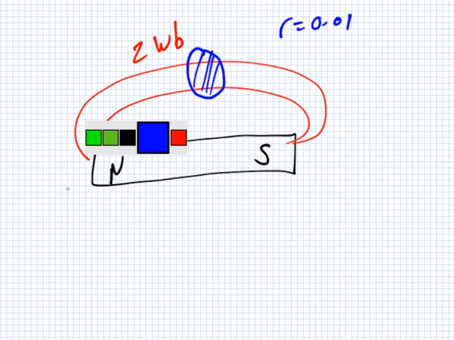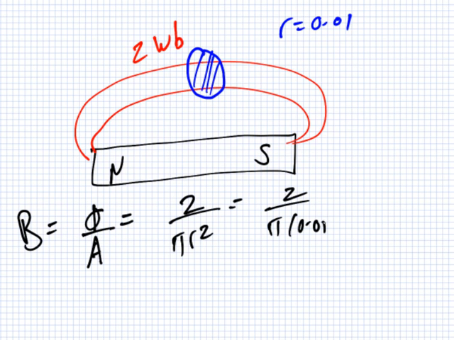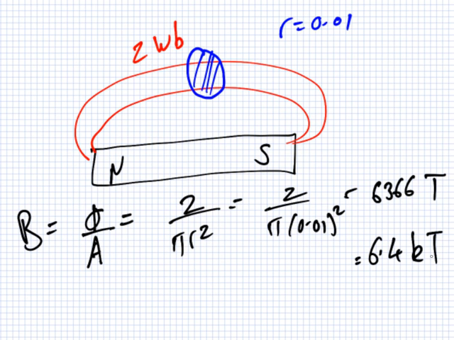So what is the density? Well, no problem. Density is flux over area, which would be 2 over pi r squared, which would be 2 over pi times 0.01 squared, which would be quite an extremely large value of 63666 Tesla. Or if you want, 6.4 kilotesla.